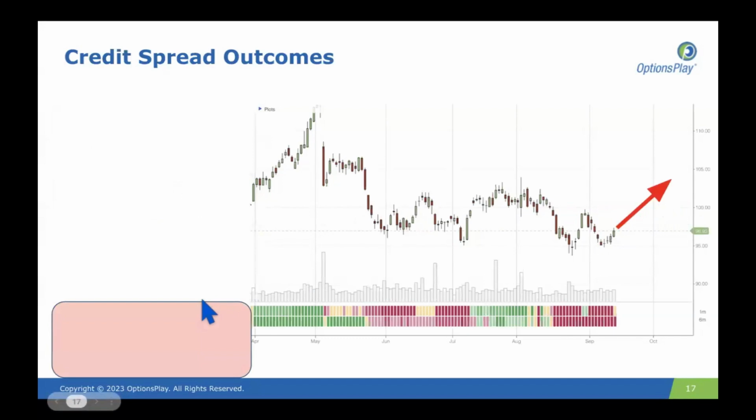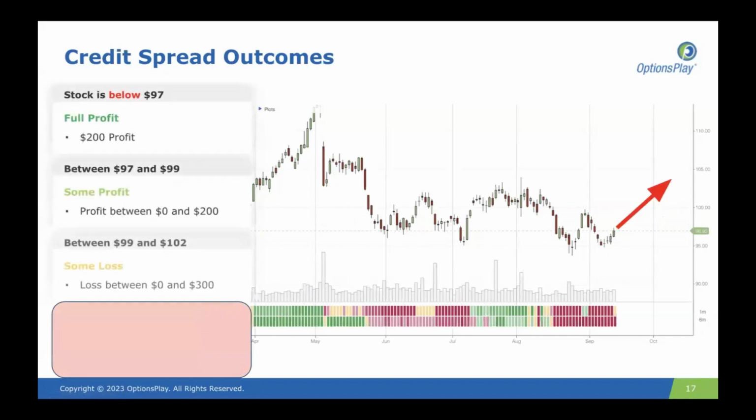And lastly, if the stock is above 102, our maximum loss is going to be the $3, which is the width of the spread, 5 points, minus the net credit received, 2 points, or $200. 500 minus 200 gives us our max loss of 300 on the trade.